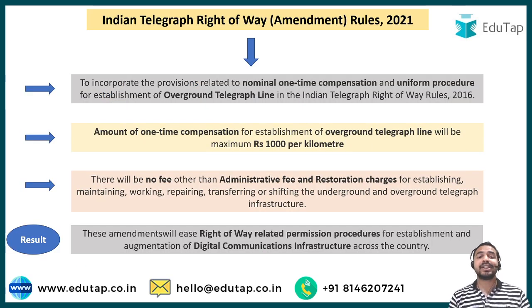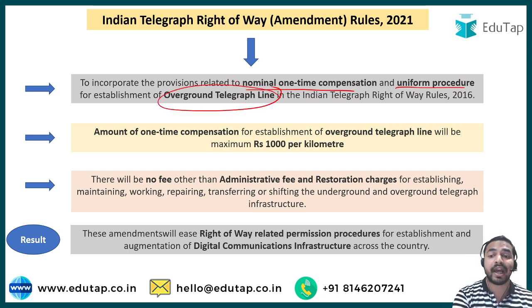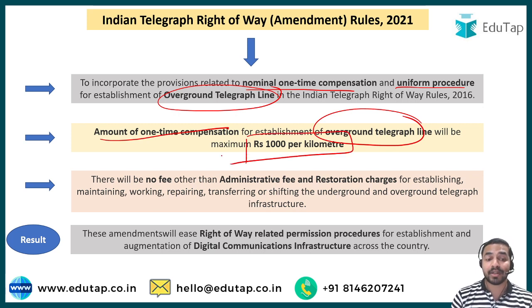So recently the Indian Telegraph Right of Way Amendment Rules 2021 were notified by the Government of India, and these rules incorporate the provisions related to the nominal one-time compensation and the uniform procedure for the establishment of overground telegraph line in the Indian Telegraph Right of Way Rules 2016. And if we talk about the amount of one-time compensation for establishment of the overground telegraph line, my dear friends, this will be maximum rupees 1000 per kilometer.